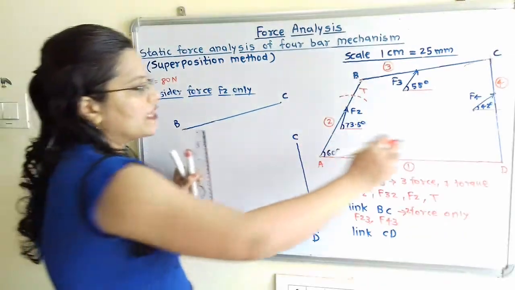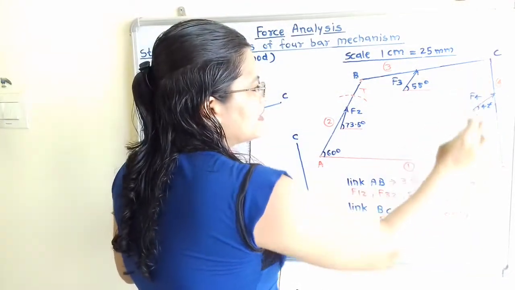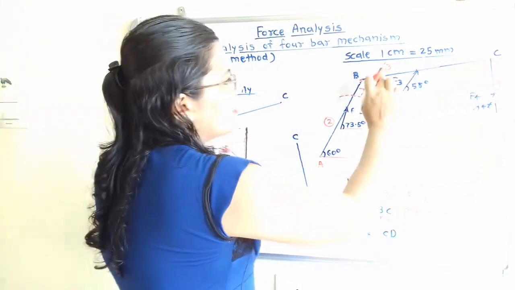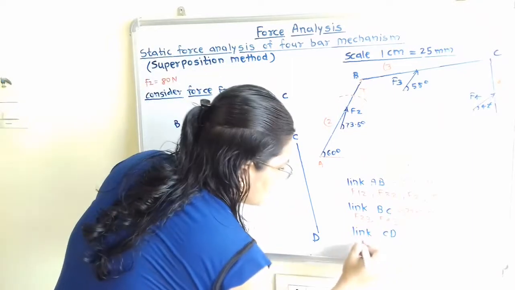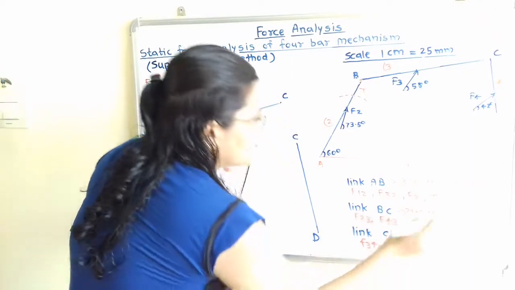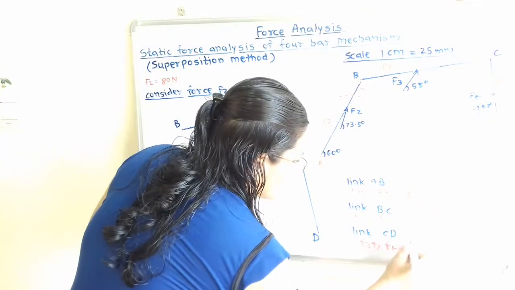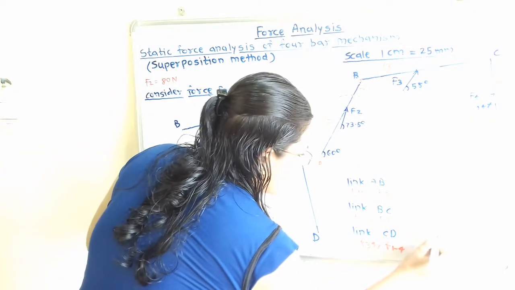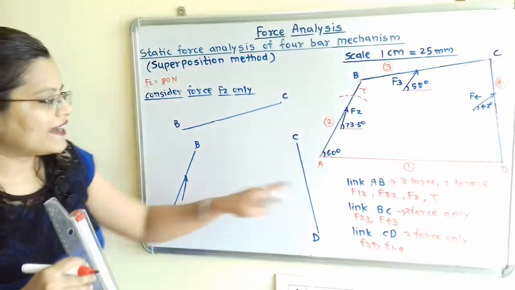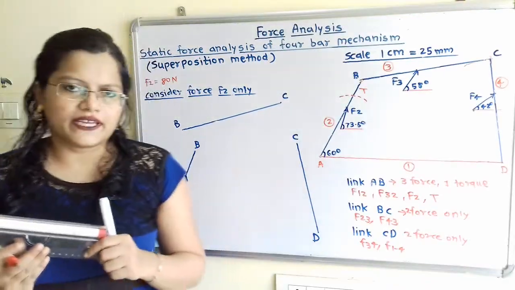Now we will move to the link CD. So for this link CD, if we observe, through this point C, F of 3 to 4 is there, and through this point D, F of 1 to 4 is there. So this is the two force member only. So we have identified the types of link.